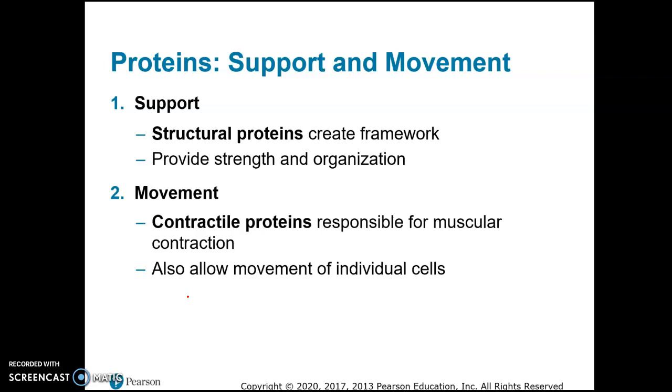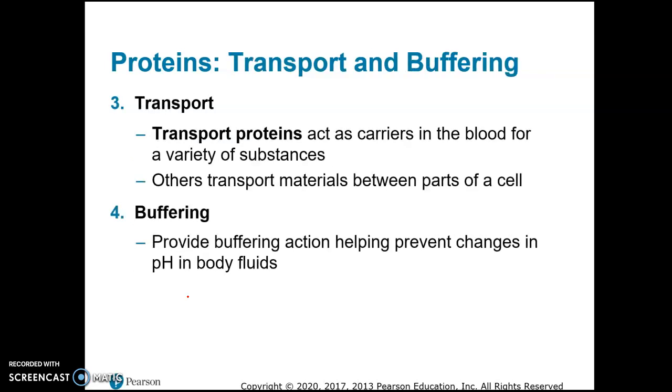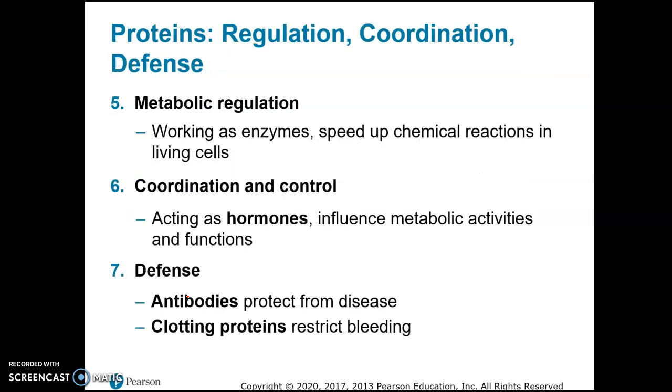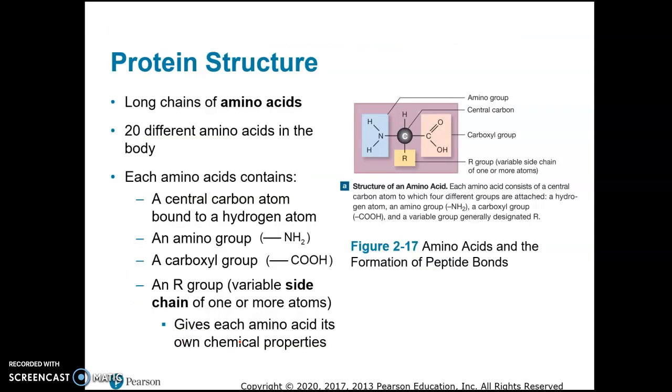I just went through all of this, so I should have done it with the notes, but anyway, I'm not going to repeat it. I just want to make sure the examples I gave you are the same as they are here. For metabolic regulation, the examples they gave you were enzymes that speed up the chemical reactions in living cells, hormones, and I think I added one, neurotransmitters can also be proteins. And in defense, we have antibodies, and an additional one for defense is clotting proteins that help to produce blood clots when we're bleeding, when we have an injury.